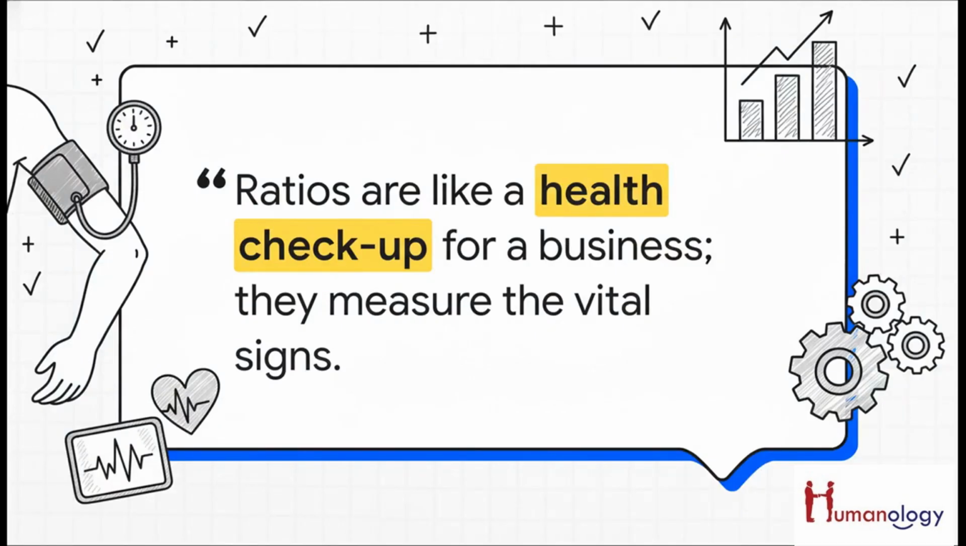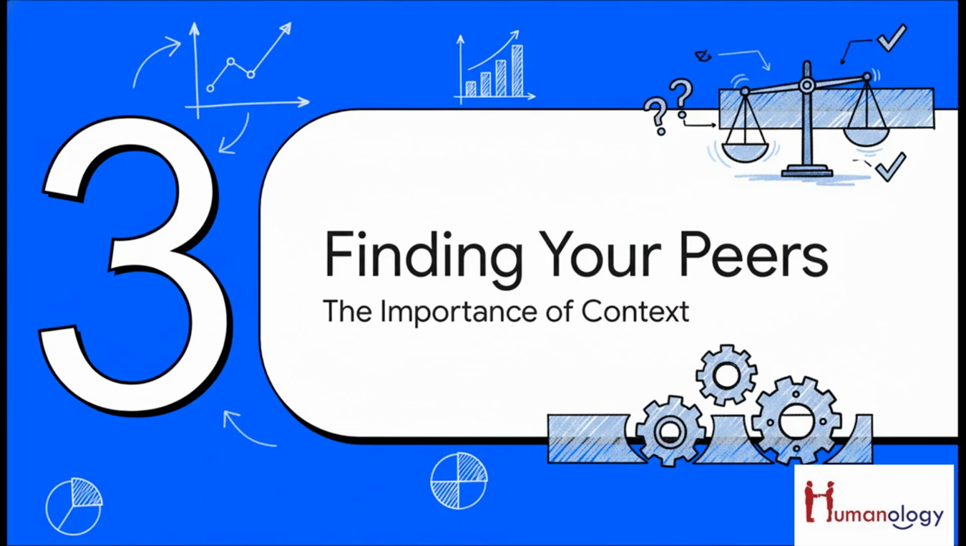I love this analogy. Ratios are basically like a health checkup for a business. They're measuring the vital signs. But, and this is a big but, even knowing your blood pressure doesn't tell you the whole story. And that leads us right into the second piece of the puzzle, which honestly might be the most important part of all: context. Because even a vital sign needs a baseline, right? You need to know what's normal.